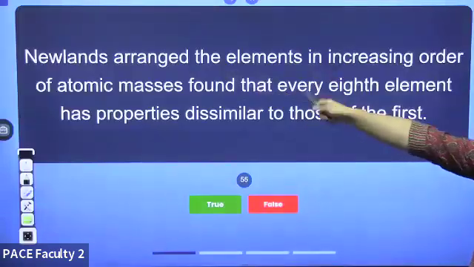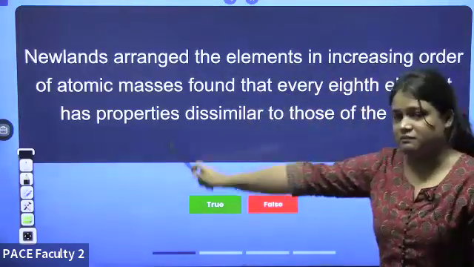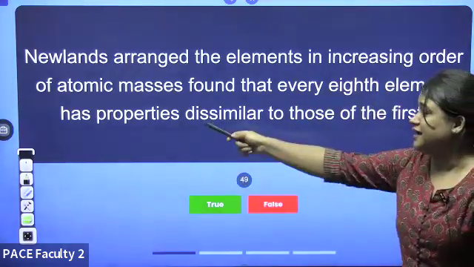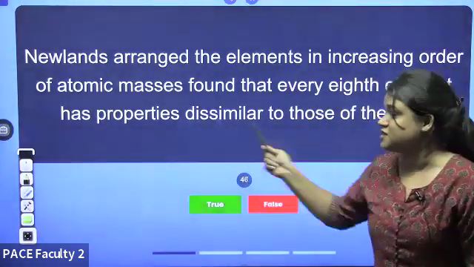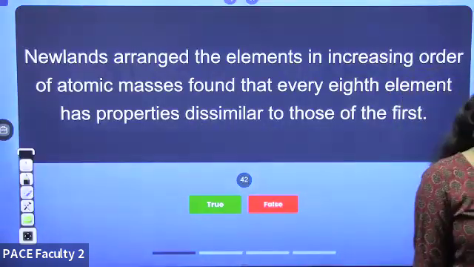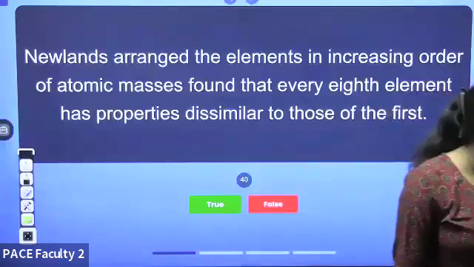Newlands arranged the elements in increasing order of atomic masses, found that every eighth element has properties dissimilar to those of the first. Dissimilar to those of the first. False. Very good, Anupur. Excellent.